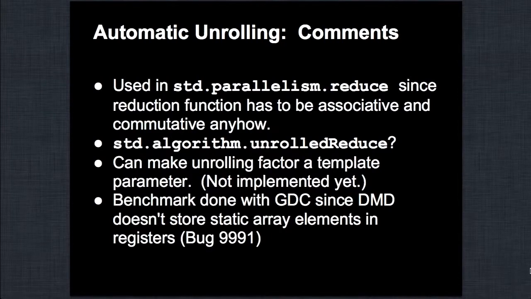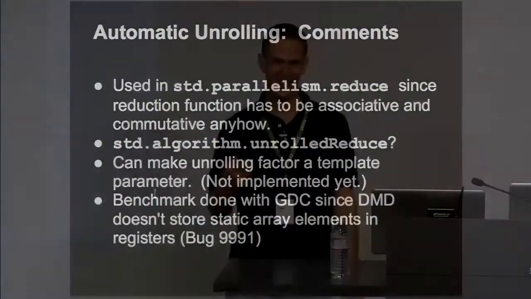And unfortunately, the benchmarks on this are done in GDC, because DMD is incapable of storing static array elements in CPU registers, even if they're only accessed by compile time known offsets. In theory, they should be treated like regular stack variables. In practice, they aren't. That's bug 9991. So that's where that came from. Yes, it came from me making these benchmarks. I filed this like a week or two ago, and I think Walter just couldn't believe that someone filed a bug report on that.